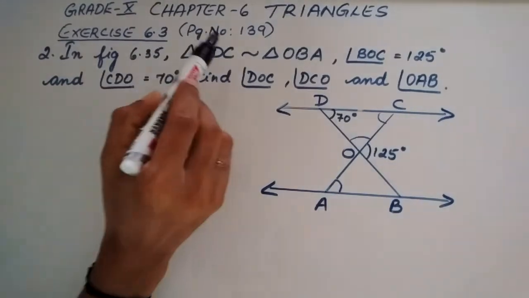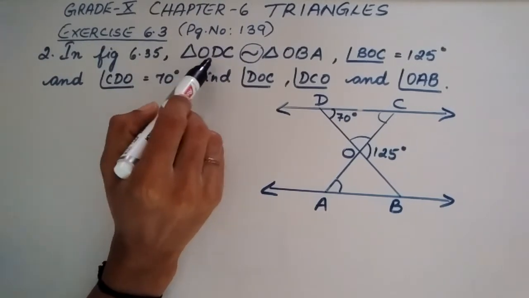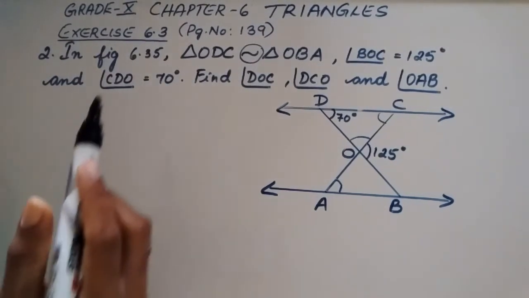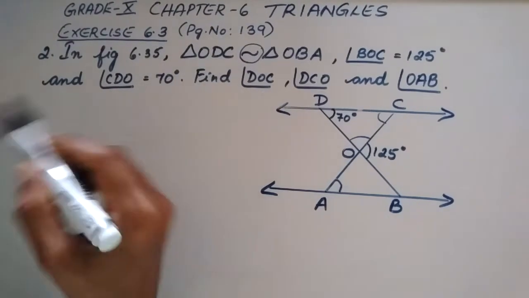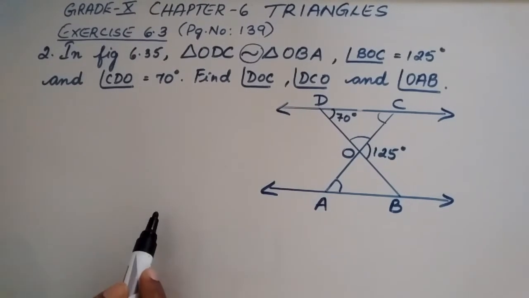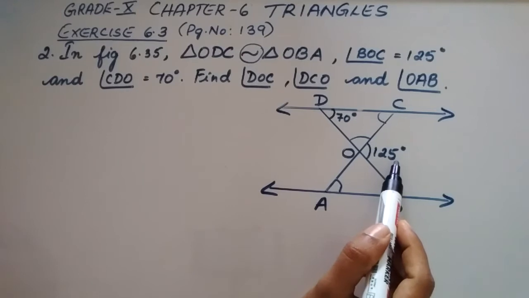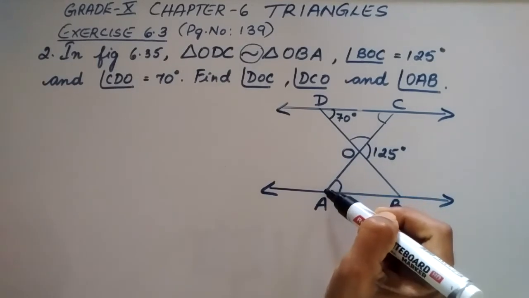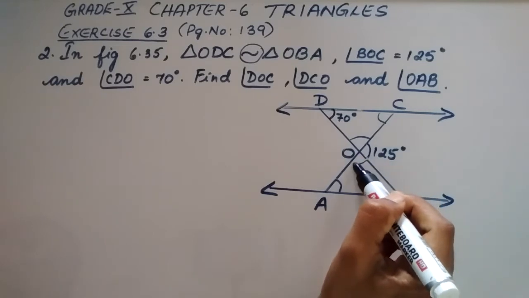Now, you know this symbol, it is a similar symbol. That is, triangle ODC is similar to triangle OBA. What do you mean by similar triangles? It means all angles are equal and all the sides are proportional. So now angle BOC is 125 degree, and this is a straight line, so this forms a linear pair.